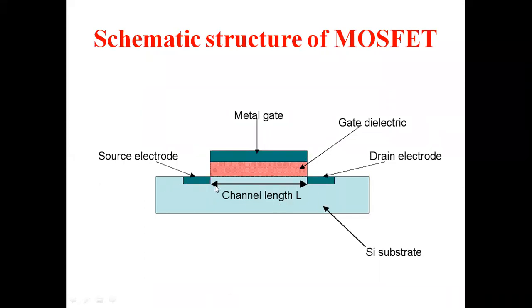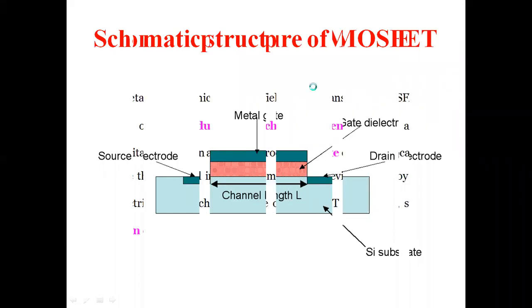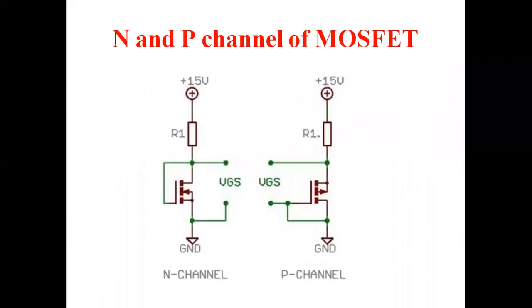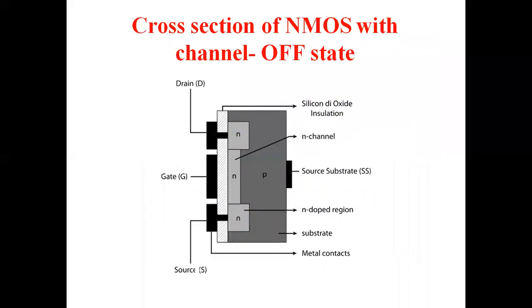Here again you will get the structure of the MOSFET. This is the metal. Then this is the gate dielectric, the SiO2 material. These are the drain electrode and the source electrode, and this is the silicon substrate. This is the length of the channel. This is the schematic structure of the MOSFET. We have covered the theory of the working principle of MOSFET. This is the symbol, and this is the cross section of the NMOS with the channel formed.